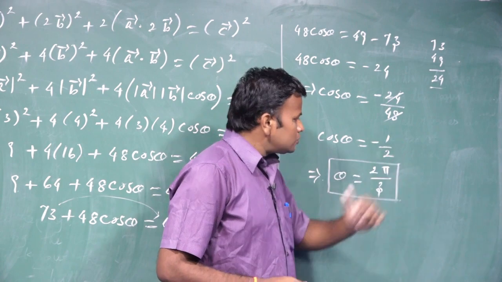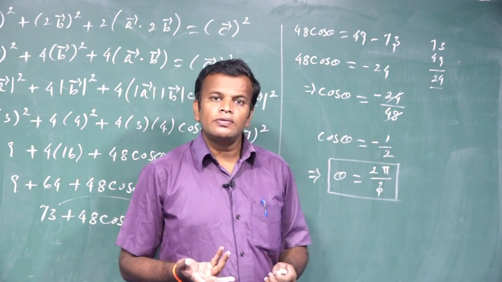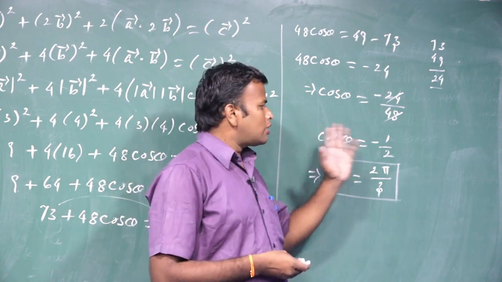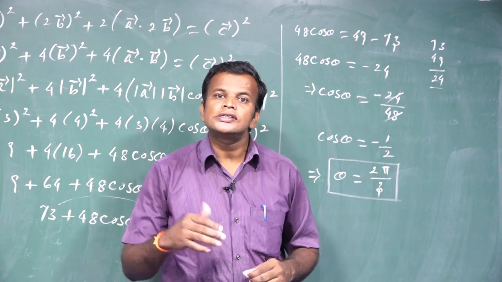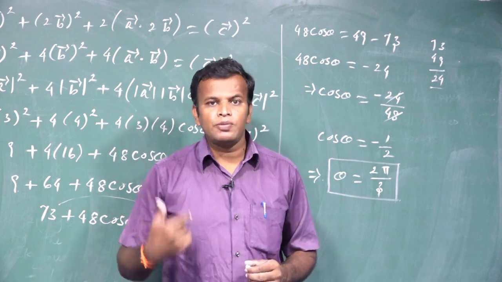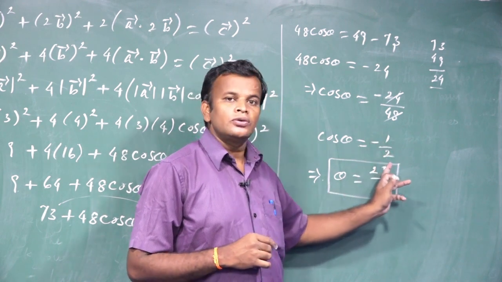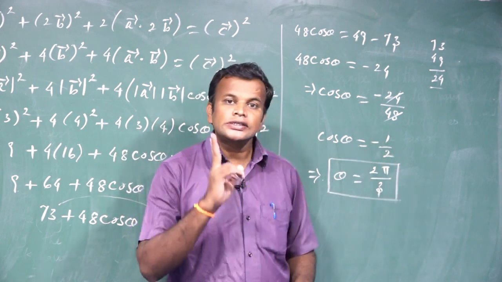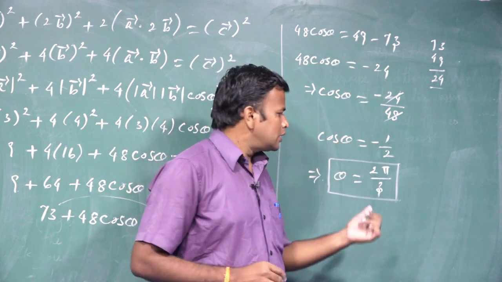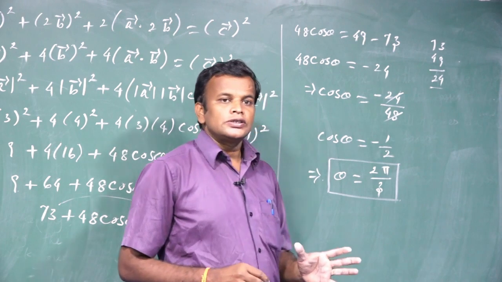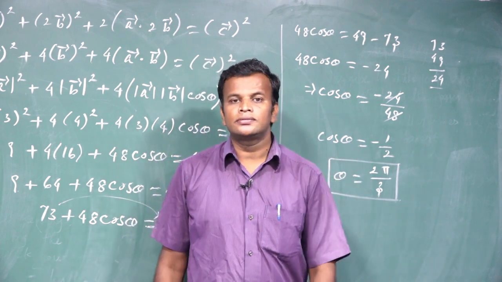Suppose it comes 1 by 2. Cos theta is equal to 1 by 2. We know very well in 10th standard also, in which value of cos we get 1 by 2. In which value of cos we get 1 by 2 is 60. 60 is nothing but pi by 3. But it comes in plus 1 by 2. But it is a minus 1 by 2. So this theta angle lies in the second quadrant. The value of theta is 120 degree, or we get 2 pi by 3. So the angle between A vector and B vector is 2 pi by 3.